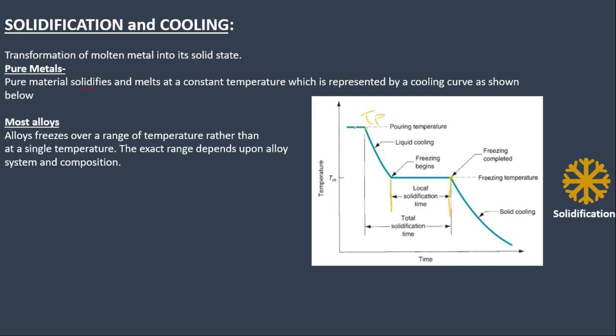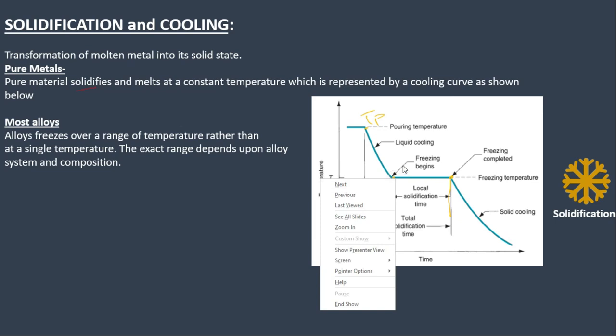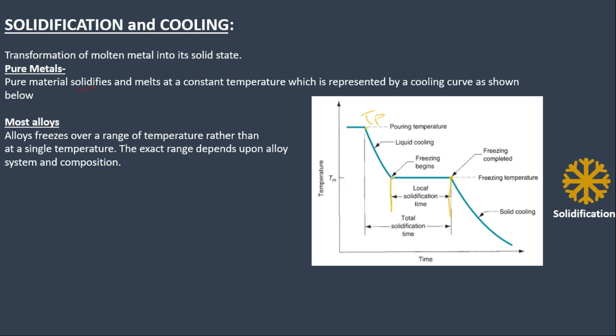Let's suppose the metal is allowed to cool down. Its freezing point, or you can say its melting point, is the point where it starts to solidify, and the time until solidification is complete is called the local solidification time. Then we have a total solidification time, that is from the pouring temperature, once we allow it to cool down, until the complete solidification at the melting point. That is termed the total solidification time.